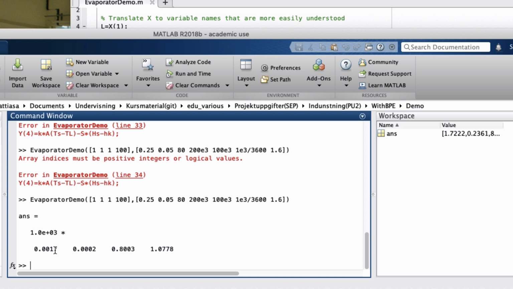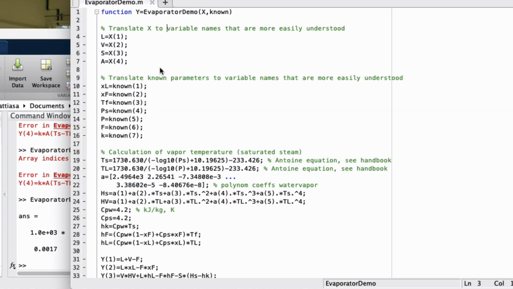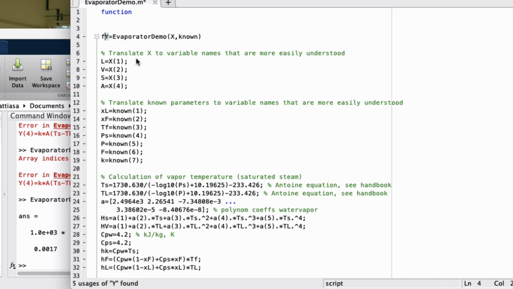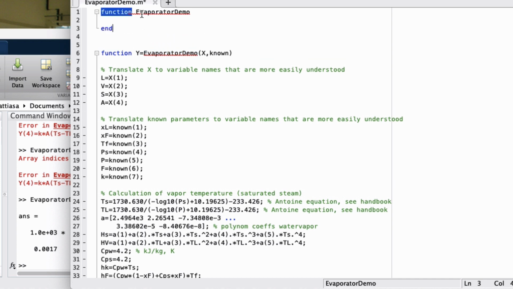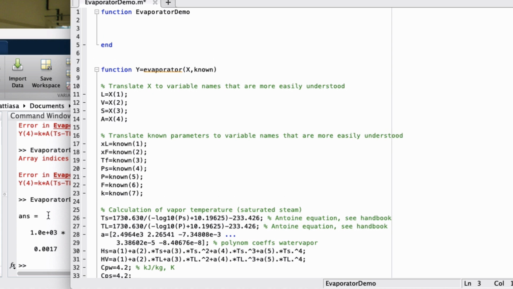Okay, so I haven't solved anything yet, right? So what to do now? Let's write a function that calls this function through the fsolve command in Matlab. So let's put this into something new like this. And now we can call this one Evaporator down here, and we have Evaporator demo up there. And this main routine up here should be the one calling the thing down here.